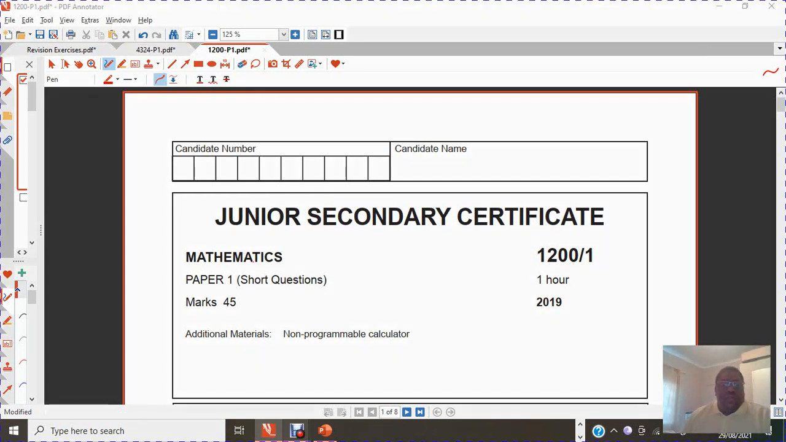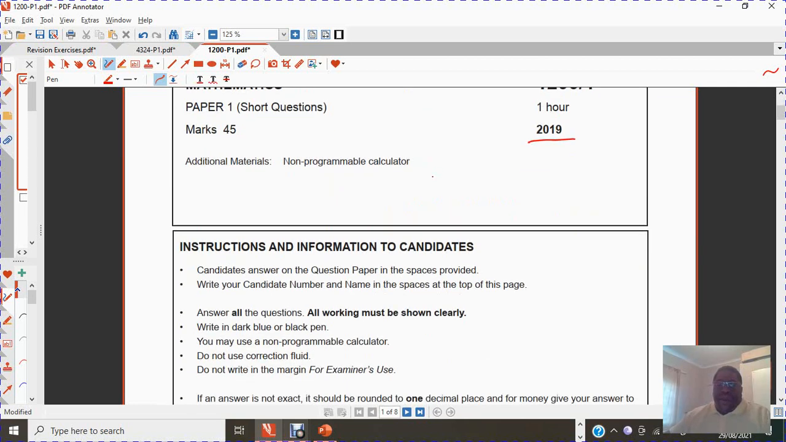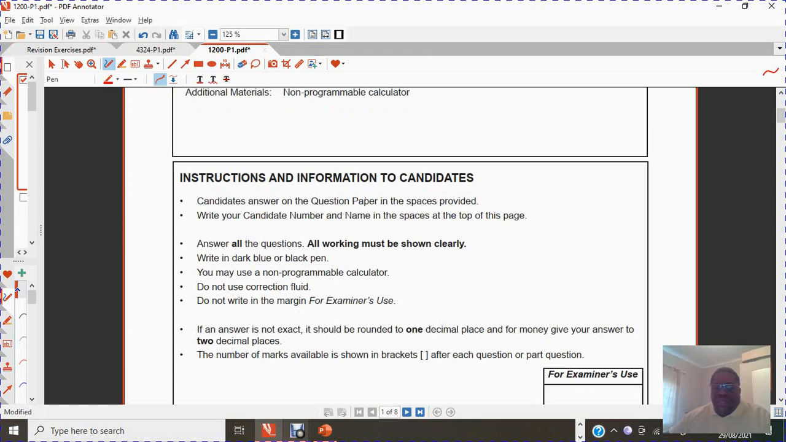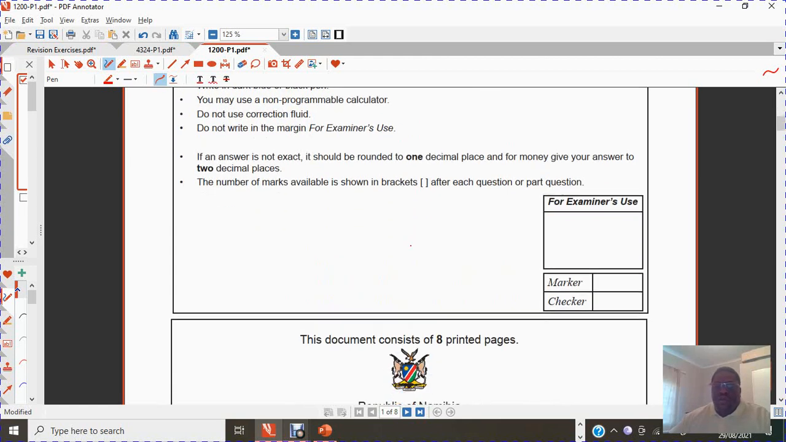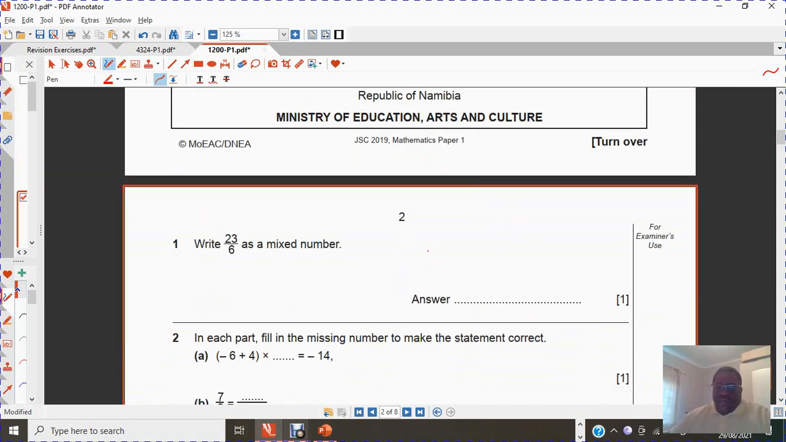So I am looking today at an old grade 10 question paper. It was actually written in 2019, and this one is very useful for learners doing grade 8 and 9 mathematics. Although in your paper one you do not use a calculator, the content here is still very much useful. So let's give this a go and see how this goes.